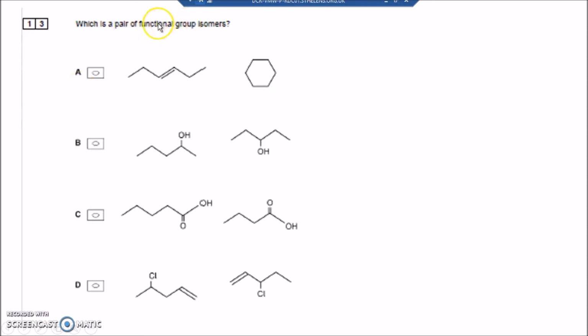Which is a pair of functional group isomers? Let's just remind ourselves what a functional group isomer is. A functional group isomer is one of the 3 kinds of structural isomers. A structural isomer is where the molecular formula stays the same, number of carbons, hydrogens, oxygens, whatever, but the structural formula changes. So same molecular formula, different structural formula. So structural formula is the way that the atoms are actually joined together.